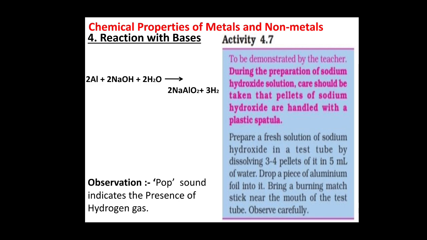How can you know? For that we have to bring a burning matchstick near the mouth of the test tube. As soon as the reaction is performed, you have to bring that burning matchstick. It will give a pop sound. Okay. So, this is the nature of hydrogen gas. When a splinter or a burning matchstick is brought near the mouth of the test tube, it produces a pop sound that indicates the presence of hydrogen gas in that particular reaction. Okay, got it?